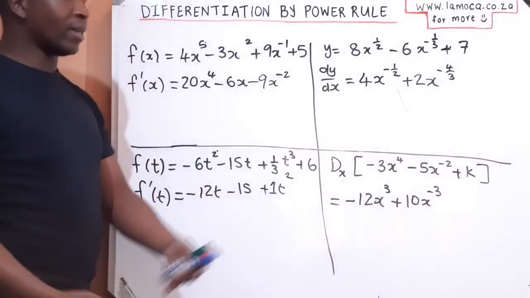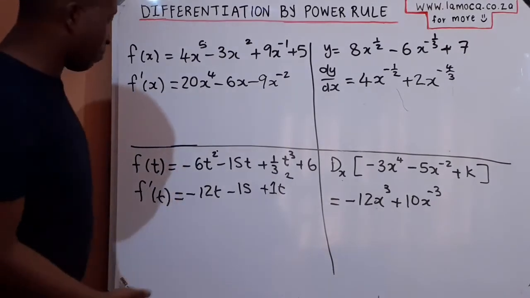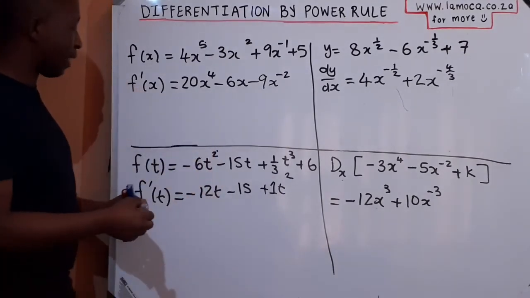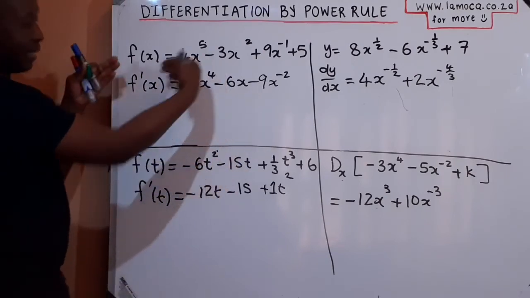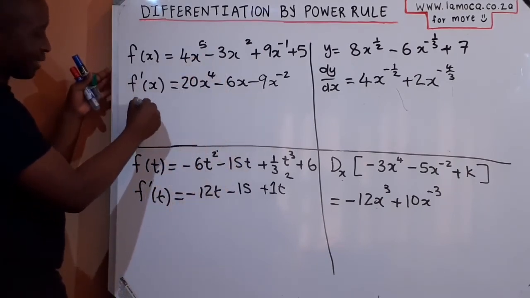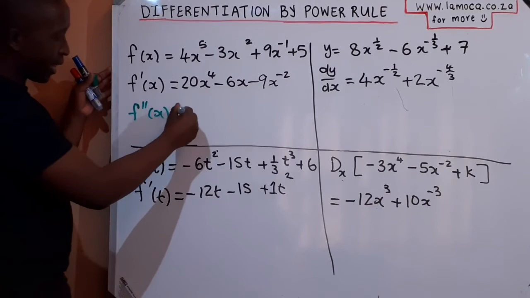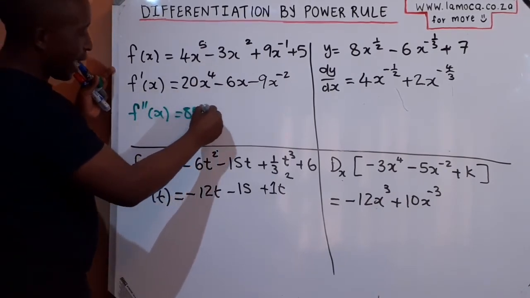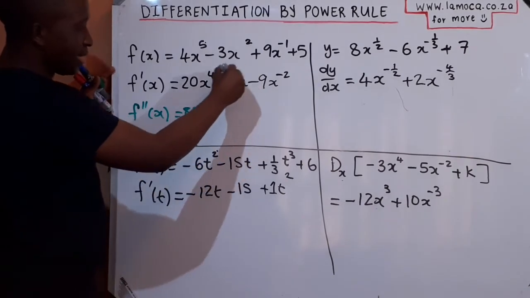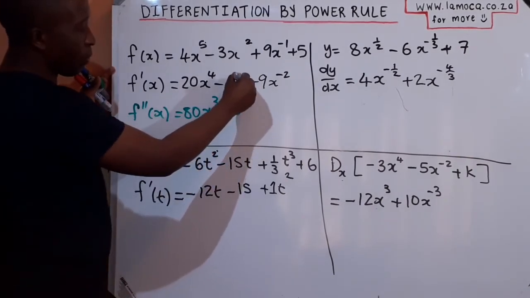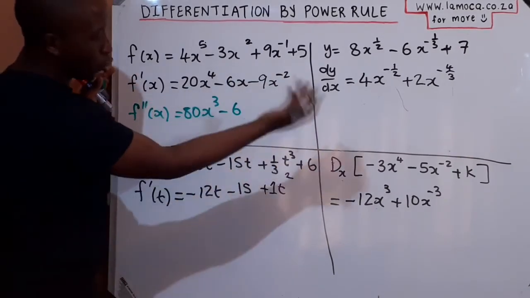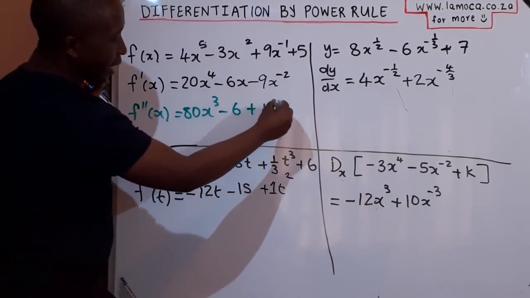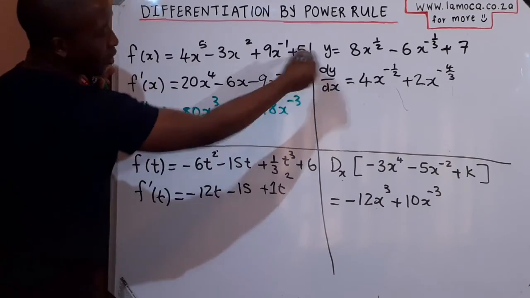If anyone wanted you to find the second derivative, maybe of this one, let's say they wanted the second derivative of this one, that would then mean that you can go on from this and derive further to find the second derivative of this. And that would be this times this, which would give you 80x to the power of 3. 1 times minus 6 is minus 6x to the power of 1 minus 1, which is 0. It's gone. Negative times negative will give you positive 18x to the power of minus 3 when you subtract 1.